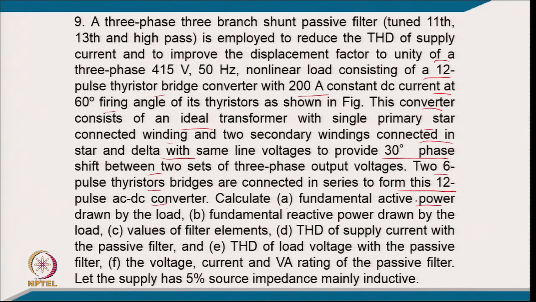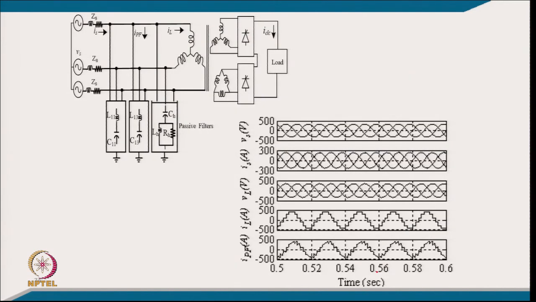Calculate A, the fundamental active power drawn by the load, B, the fundamental reactive power drawn by the load, C, the value of filter elements, D, the THD of supply current with the passive filter, E, the THD of load voltage with the passive filter, and F, the voltage, current and VA rating of the passive filter. Let the supply have a 5% source impedance, mainly inductive. And this is typically the circuit of the system: a 12 pulse converter with a star delta secondary side with series connection, and passive filters for 11th, 13th and high pass.